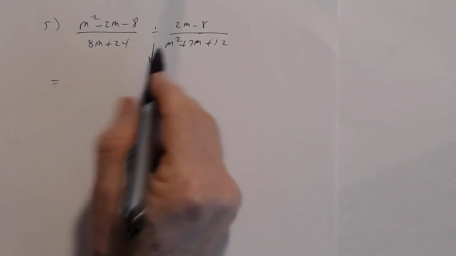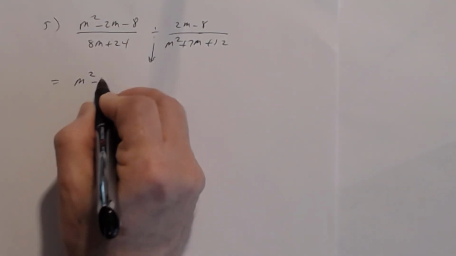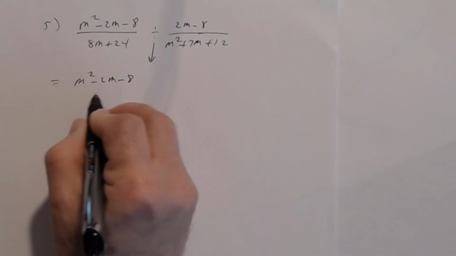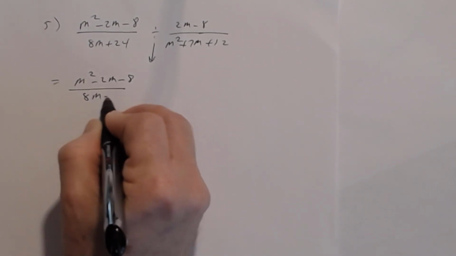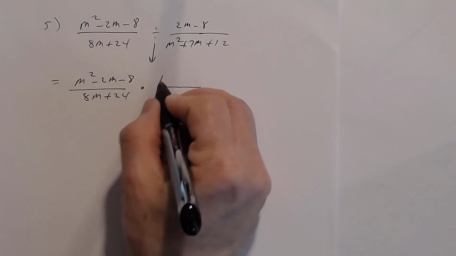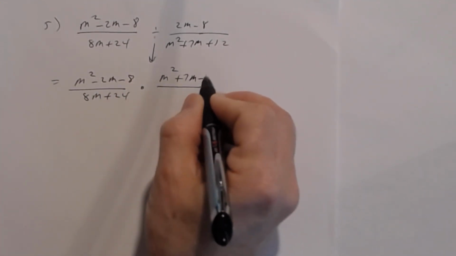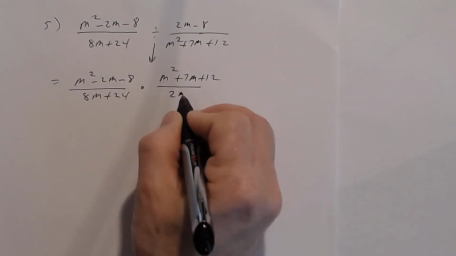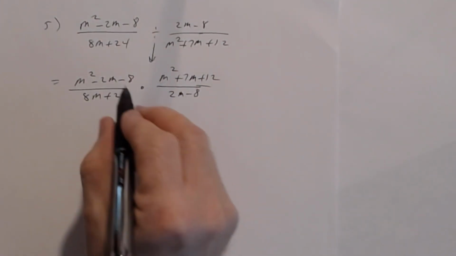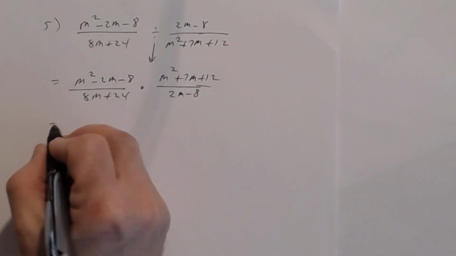So we're going to rewrite everything, and we're going to multiply by the reciprocal of this. So we got m squared minus 2m minus 8 divided by 8m plus 24 times the reciprocal. So you got to show this part here: m squared plus 7m plus 12 divided by 2m minus 8. And then the next step is like we did in the previous lesson. You just factor and then reduce.